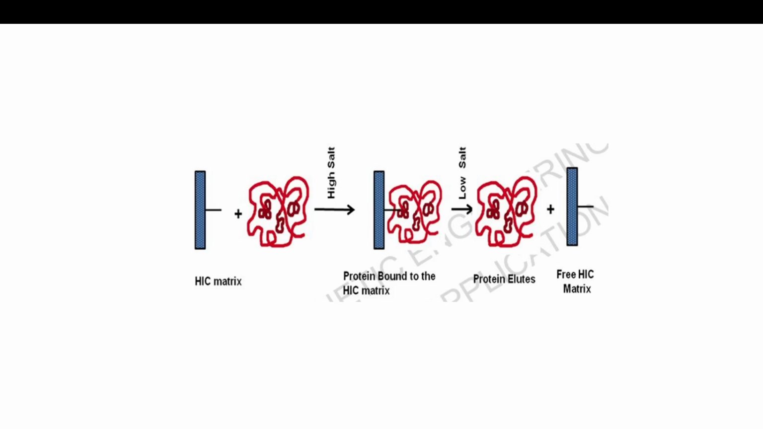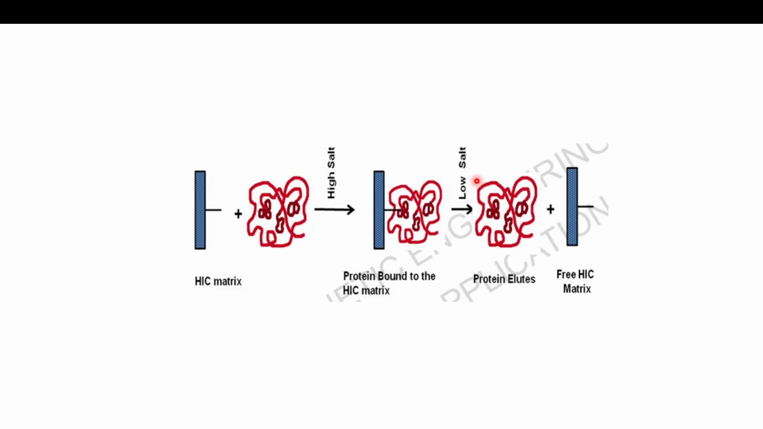Okay. So this is what is happening here. At high salt concentration, the protein is bound to the matrix because the hydrophobic patches are getting exposed. But when the salt concentration is reduced, the hydrophobic patches are less exposed and hence the interaction with the matrix reduces and the protein elutes out. Okay.